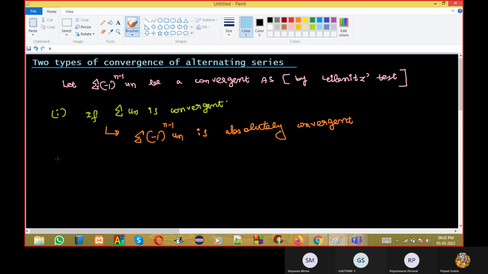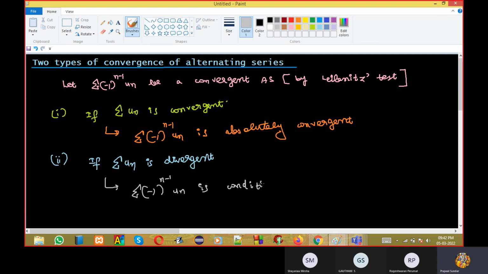And if sigma of u_n is divergent, what will I conclude? It is conditionally convergent. Now, please do not ask the logic behind why it is like this. Even I don't know the logic. They are just given some terminology. Just memorize it. What you need to focus on is sigma (-1)^(n-1).